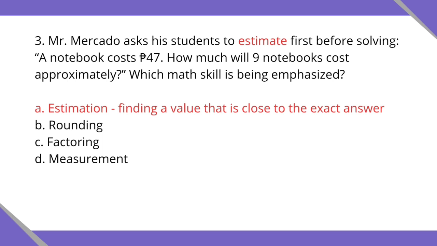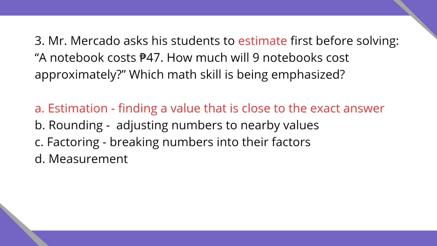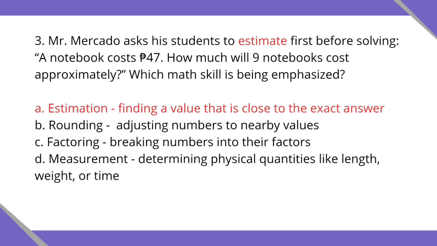Again, estimation is finding a value that is close to the exact answer by using quick and simple calculations, while rounding is incorrect because it only deals with adjusting numbers to nearby values, but the question focuses on finding an approximate total. Factoring involves breaking numbers into their factors, and measurement refers to determining physical quantities like length, weight, or time, and the problem does not involve measuring anything.